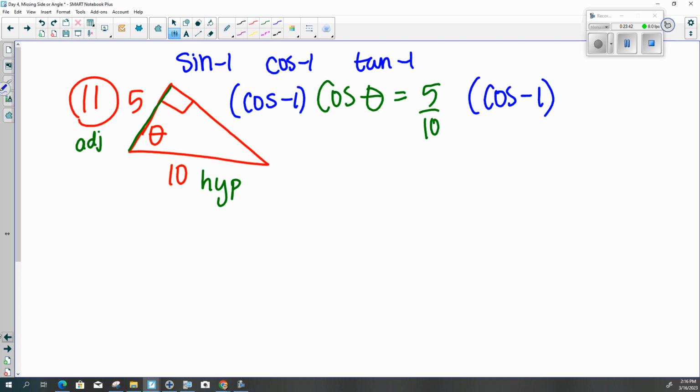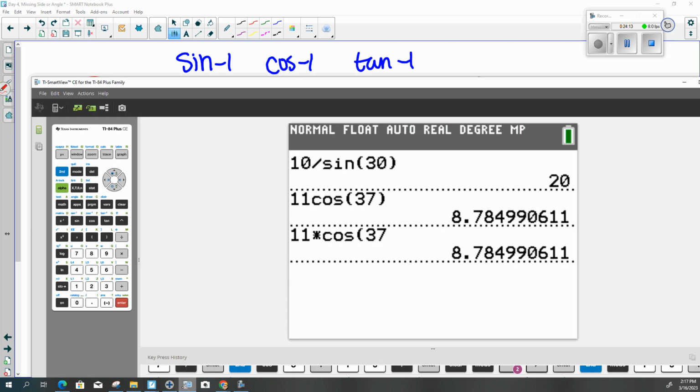Yes, you can. The reason you don't need to is because we're just typing it all into our calculator anyway. Okay, like I said, these two things are opposite. This is like saying 1 minus 1. So these cancel out. These cancel out. So I've got theta equals cosine inverse of 5/10. So we just put that into our calculator.